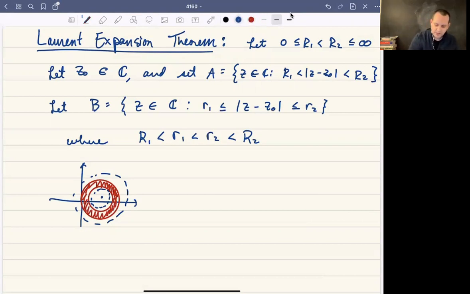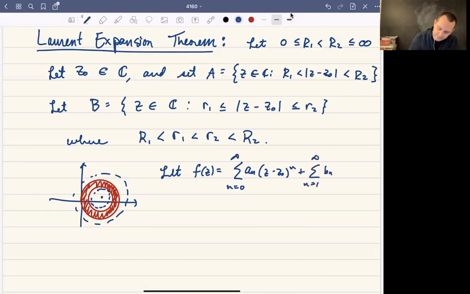You could probably guess where this is going to go. So A is the open annulus where the inner radius is capital R1 and the outer radius is capital R2. B is the closed annulus where the radii are little r1 and little r2. And then let's let F have a Laurent series: the sum of a sub n, Z minus Z0 to the n, as n goes from 0 to infinity, plus the sum as n goes from 1 to infinity of b sub n, Z minus Z0 to the negative n. So as usual, that's our Laurent expansion.